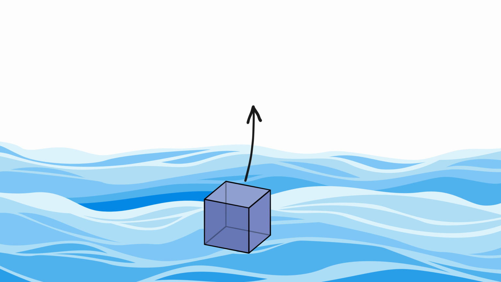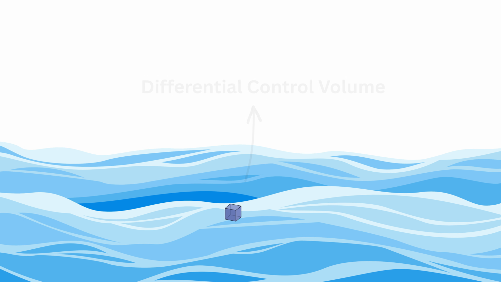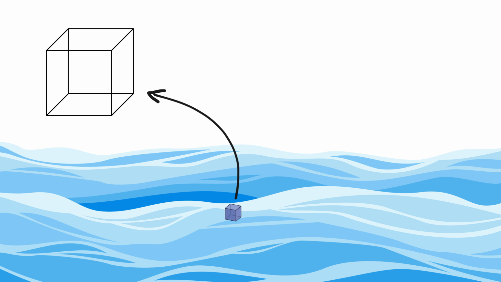Imagine a huge ocean of fluid, like air or water, and inside that fluid, we focus on a tiny imaginary box. This box is what we call a differential control volume. It is not a real box, just something we imagine to study what is happening inside a small region. Now this box is extremely small, with length dx, width dy, and height dz.